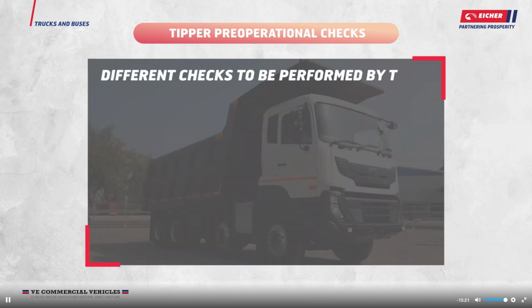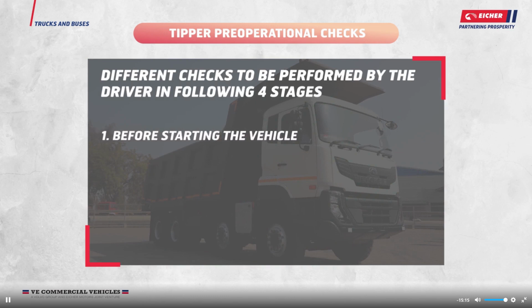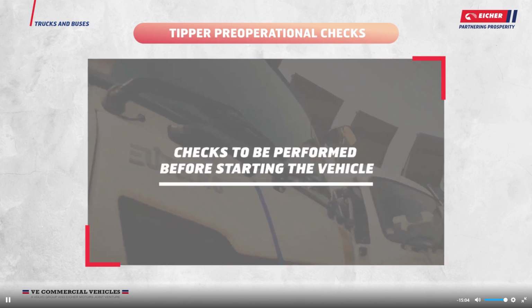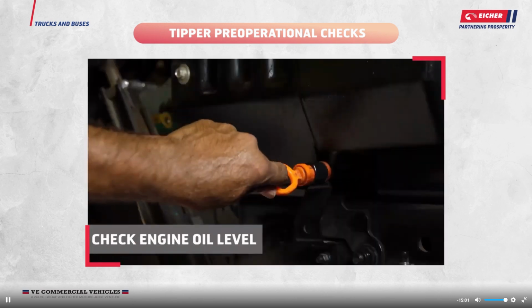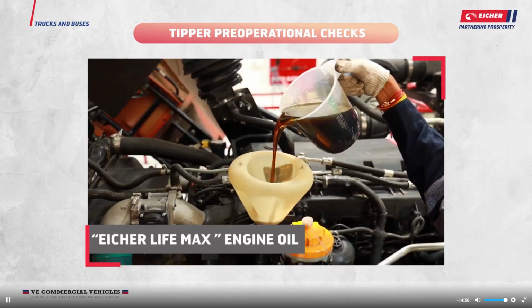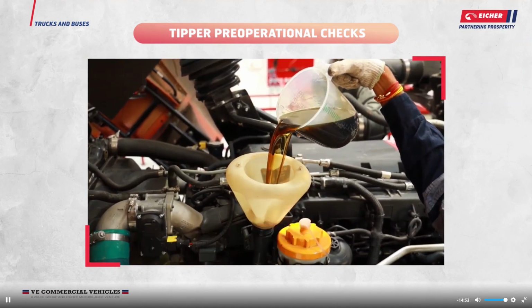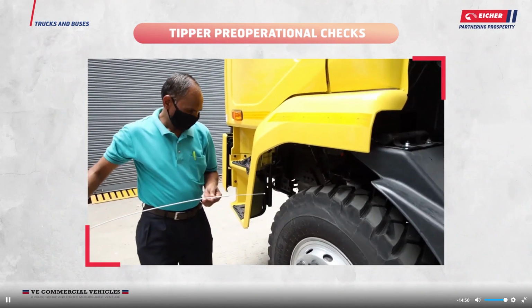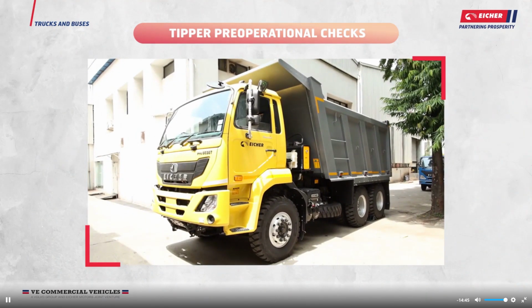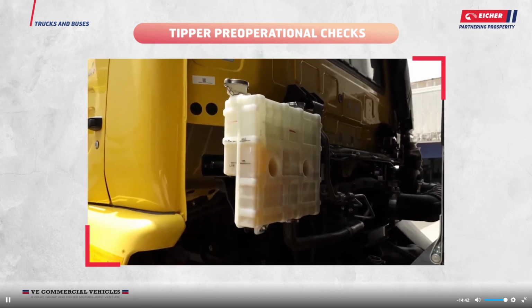Let us learn about different checks to be performed by the driver in the following 4 stages. 1. Before starting the vehicle. 2. Walking around the vehicle. 3. Sitting in the driver's seat. 4. Vehicle driving condition. Checks to be performed before starting the vehicle. Check engine oil level. If the level is low, top up with EICHER Life Max engine oil. Note: always check the engine oil level when the engine is in cooled condition and the vehicle is parked on a level surface.